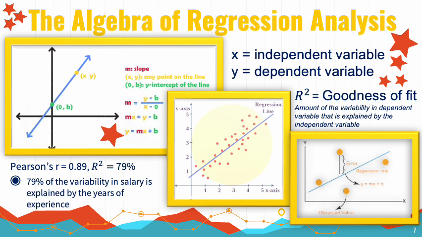Let's apply this to our example from the last slide. We previously calculated R as 0.89, which was our Pearson's R. Therefore, R squared is 0.89 squared, or 0.79, which is 79%. This means that 79% of the variability in annual salary can be explained by the years of nursing experience. In general, the closer R squared is to 100%, the more accurate our model is going to be.